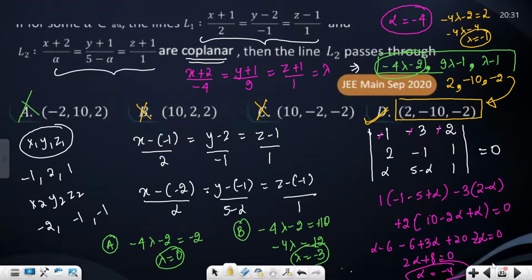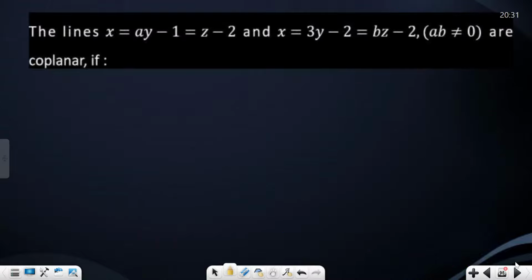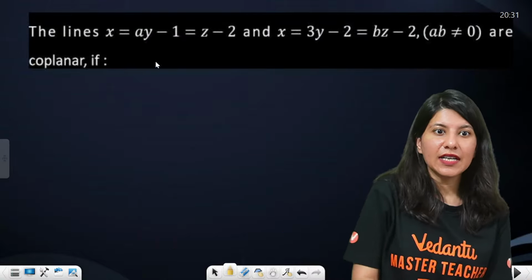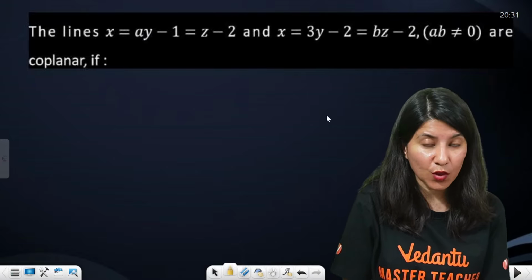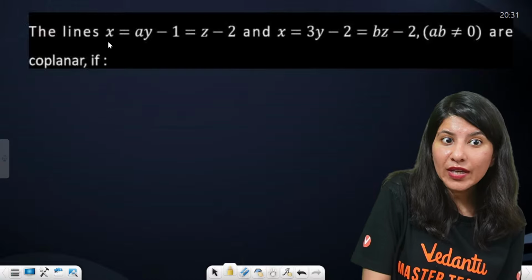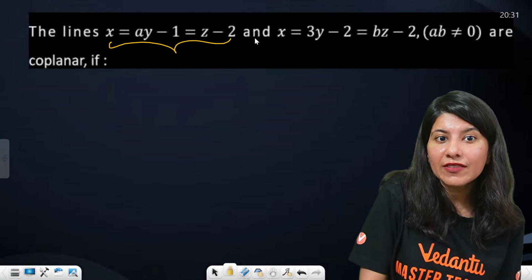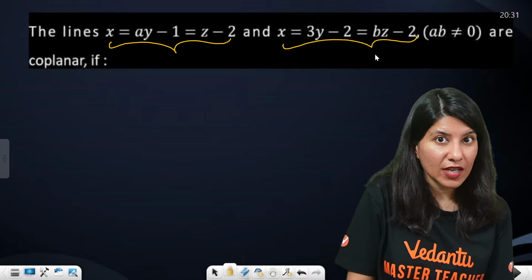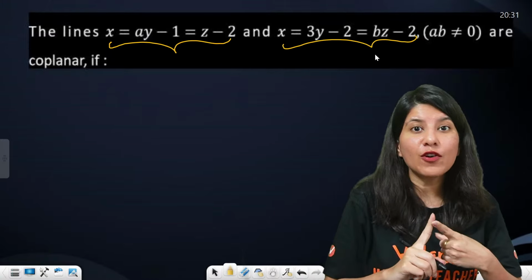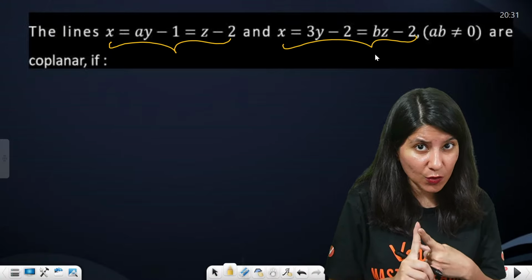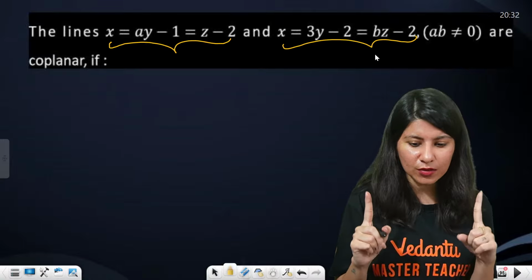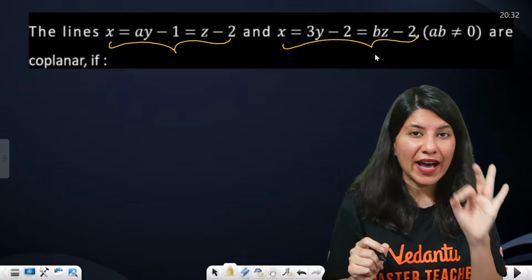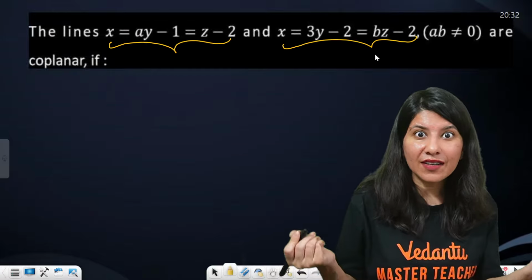Okay, clear. Let us move on to the next thing over here. The lines are coplanar if the condition is what we are looking for. Again, can you see they have not given the lines in standard form. So before applying the formula for shortest distance between skew lines or the condition of coplanarity, you know what to do, right? You have to convert this into standard form.